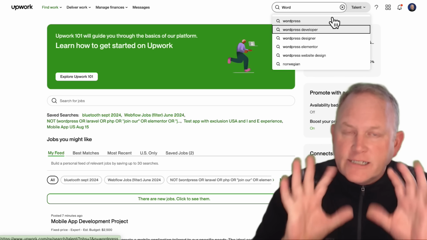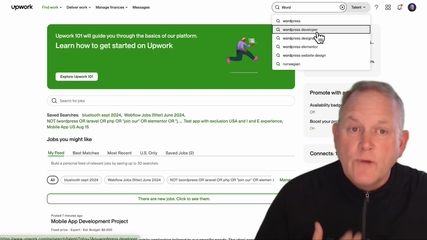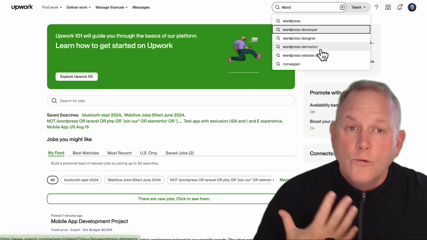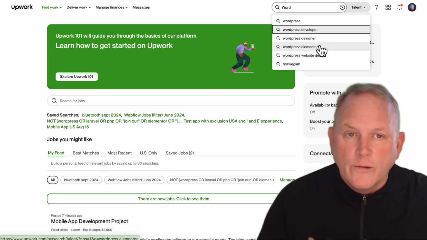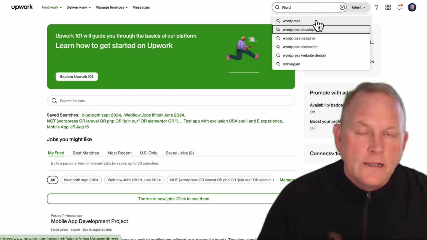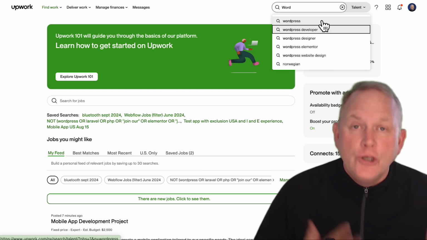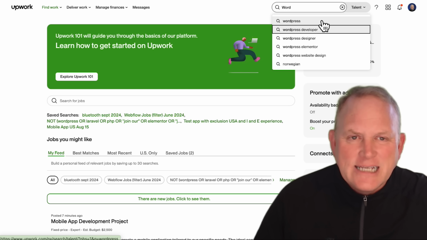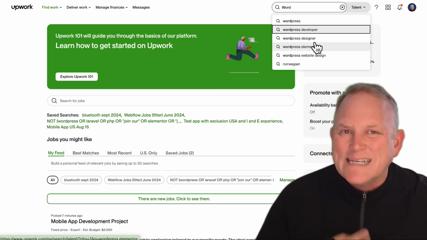Now, this is important, and I don't want to gloss over it. You see this list of suggestions right here? This is based on the most popular terms that start with the word Word in this case. So WordPress, WordPress developer, WordPress designer, WordPress Elementor, WordPress website design. These are all really important because this is what clients tend to use when they are looking for freelancers like you. So just pay attention there, because you're going to want to think about maybe I should be including those words in my title.